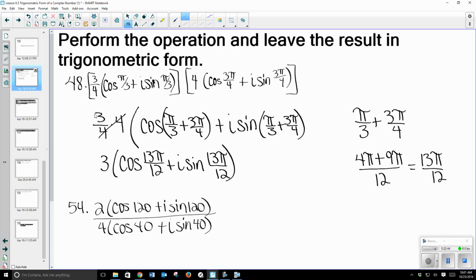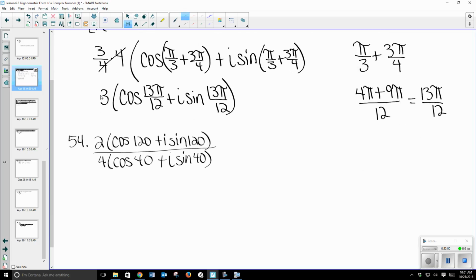Next we'll be dividing. So if here we multiply these numbers out front and then we add together the angles with each function, what will we do when we're dividing? What do you think we would do? Subtract, yes. Okay.